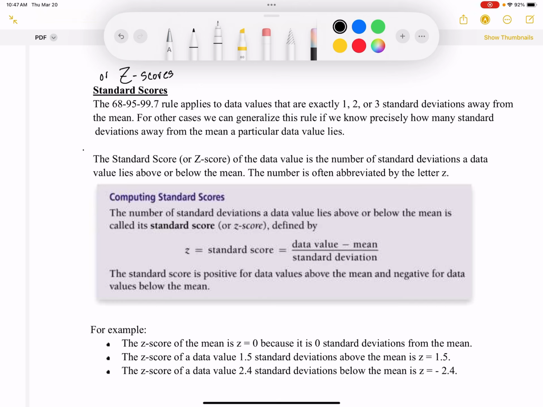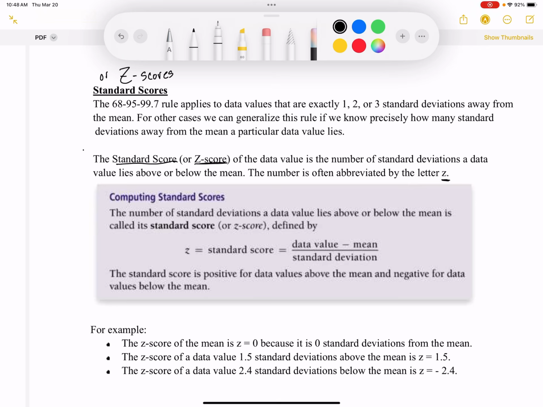So the standard score, or Z-score, of the data is the number of standard deviations a value lies above or below the mean. The number is often abbreviated by the letter Z. That's why they call it a Z-score. So here's how you can find the Z-score.